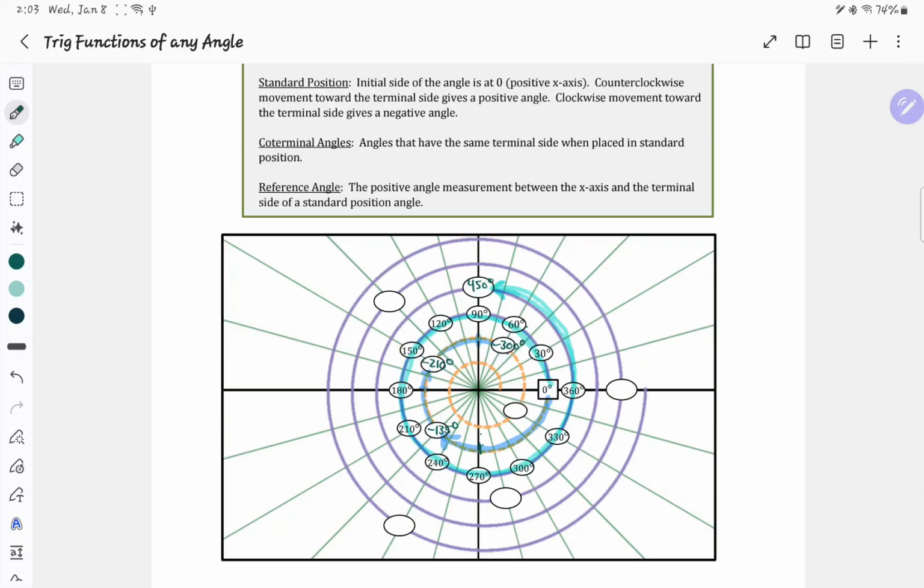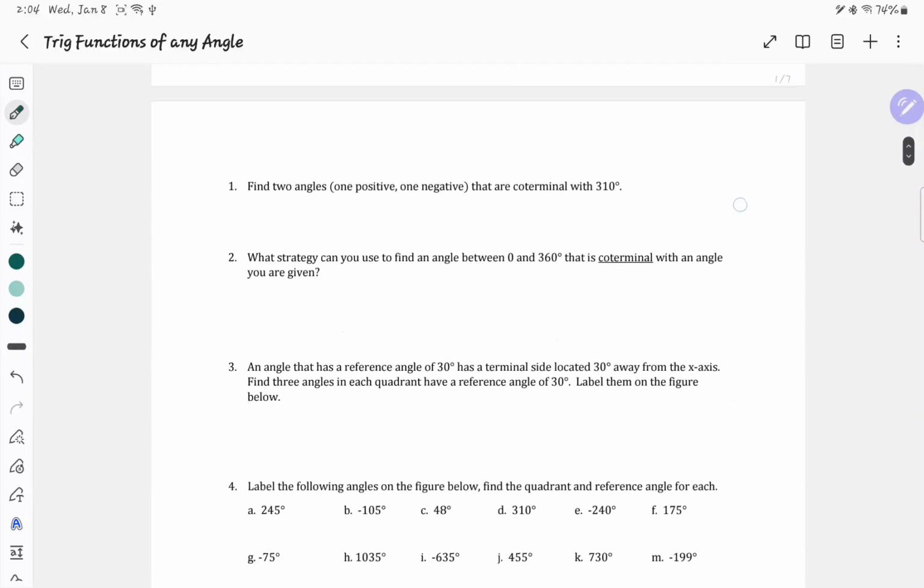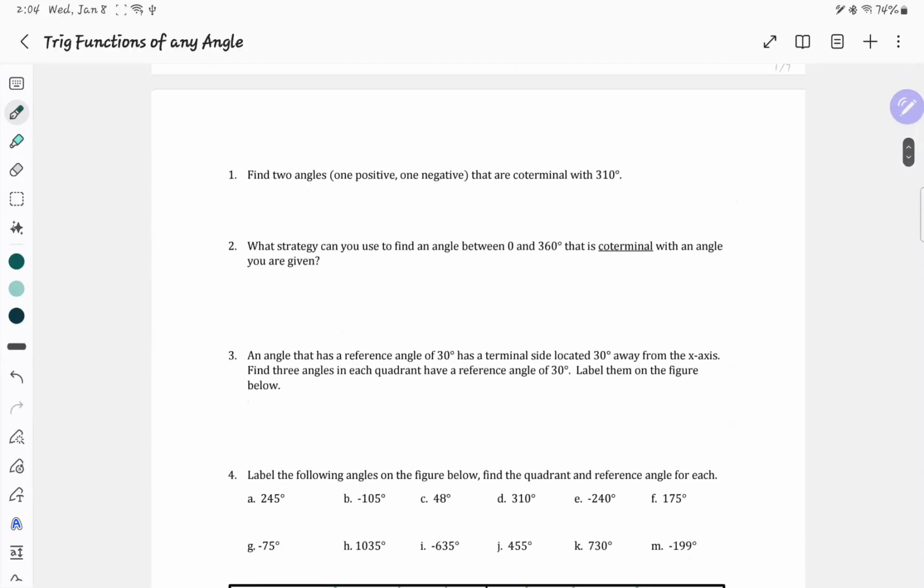Reference angles, these are going to be the positive angle measurement between the x-axis and the terminal side of a standard position angle. So these reference angles, we'll leave those for a minute and come back to those, but basically this is just the positive amount of space between some terminal side and the x-axis. And we'll investigate that a little bit here pretty soon. Let's answer a few questions first, and then we'll come back to that idea of reference angle.